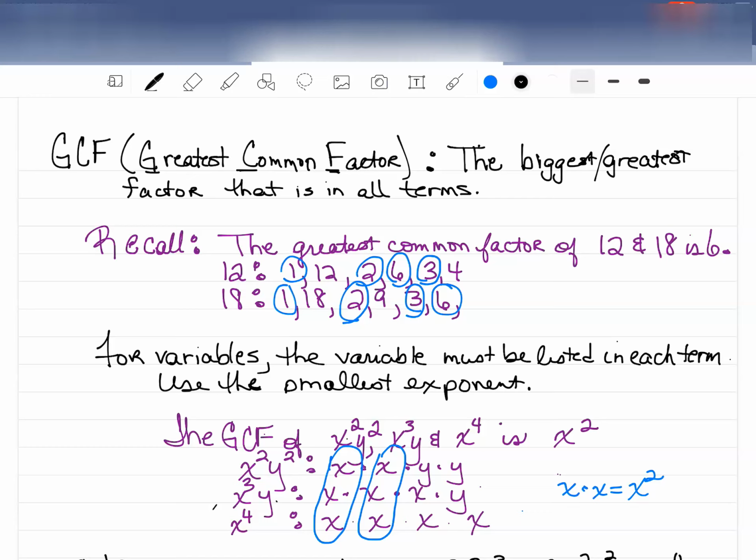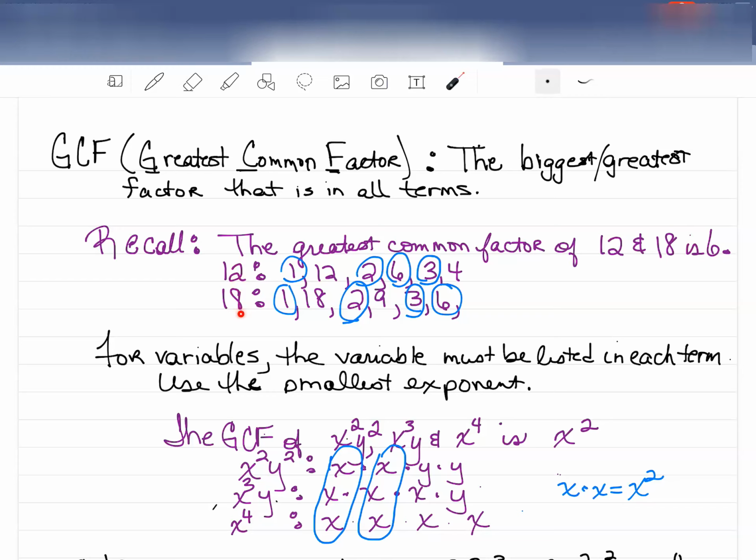So my greatest common factor, we have to remember GCF stands for greatest common factor. That's why I have the G, the C, and the F underlined. And that just means it's the biggest or the greatest factor that's in common in all the terms. So theoretically, we've seen greatest common factor with our numbers. So that's why I have this recall written down. And I have the two numbers 12 and 18, and their greatest common factor is 6.